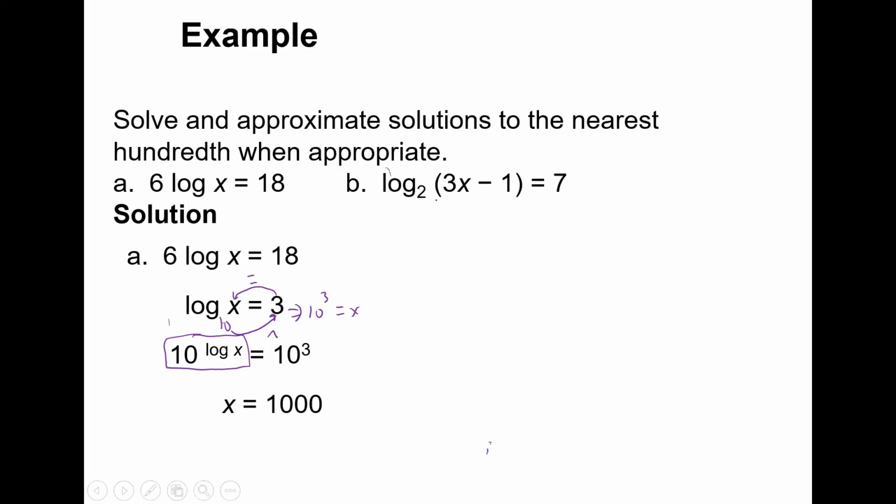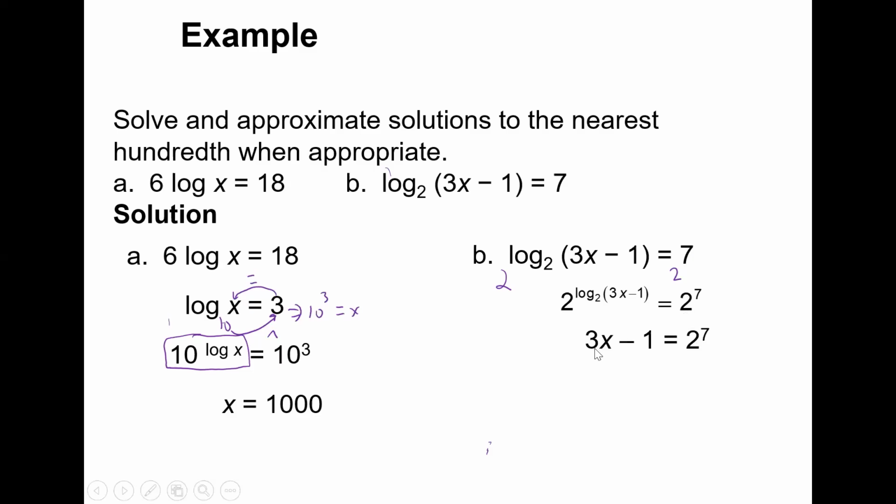On the next one, I would do the same thing. I would say 2 to the 7th is equal to 3x minus 1. Then you subtract 1, divide by 3, and we have that. But they're saying, let's take 2 to this whole thing. When you do that, you end up with 3x minus 1 equals 2 to the 7th. That's what we got way over here, because when I said we take 2 to the 7th equals that, they're just doing this extra step here.